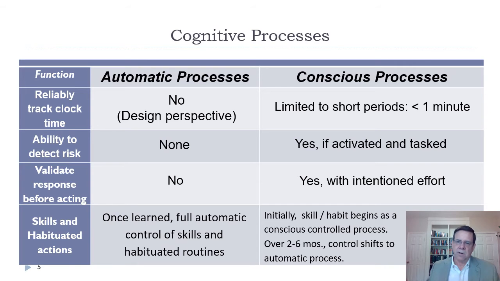So all skills start out as a conscious process. We have to actually think about it. It's clumsy, it's effortful, and through repetition over time, it starts to develop into an automatic process. Over the course of 2 to 6 months, it becomes automated. And so now, as we're trying to go the other direction, how to break a bad habit, it requires continuous conscious effort each time, and that's why it's so difficult to break a bad habit.